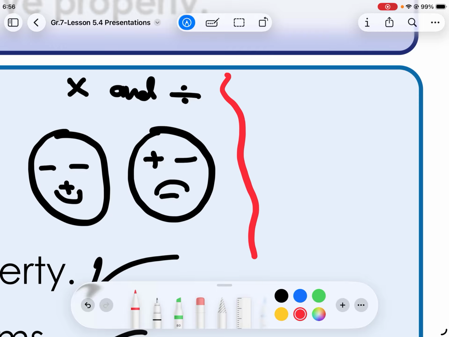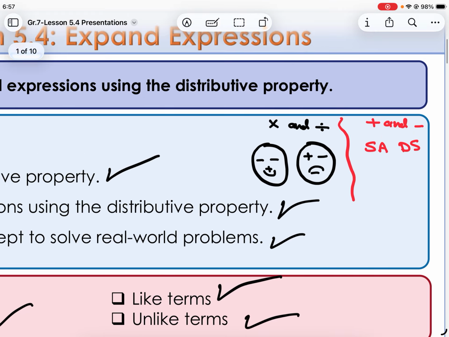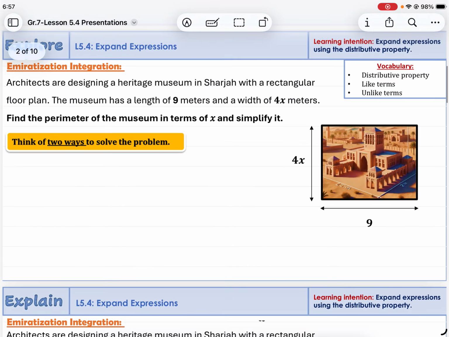Let's move on. And for addition and subtraction, we use SADS. I believe you all know what SADS means: same sign, add and keep. Different signs, subtract and take the sign with the larger absolute value, or you can say the greater number. Remember the poem. There is a poem about it on YouTube. Same sign, add and keep. Different sign, subtract. Take the sign of the greater number, then you'll be exact. So let's move on to our word problem.